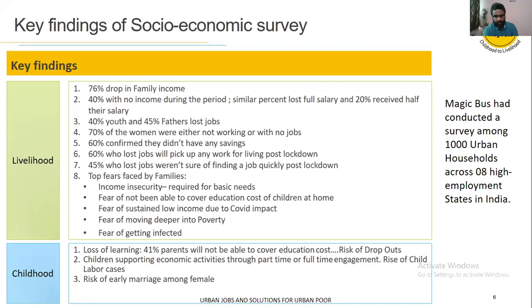Fear of sustained low income due to COVID impact. So it's not just about the immediate impact on income. It's also the sustained impact which will stay for some more time, probably a year, year and a half. They were not sure, and neither were they getting enough confidence from the market or from other stakeholders about when things will improve. So there is a very high level of fear there. Fear of moving deeper into poverty also ranked right on top. We are already poor, and now COVID has really pushed us far below where we are. And how do we come out of it? These were questions they had no answers to, and they were in great fear.